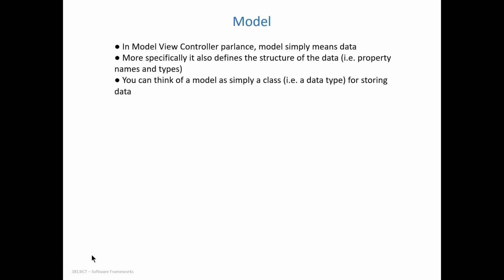In the world of model view controllers, the model simply means the data. It can define the structure of the data, its property names, its types. You can think of a model as simply a class for storing our data.